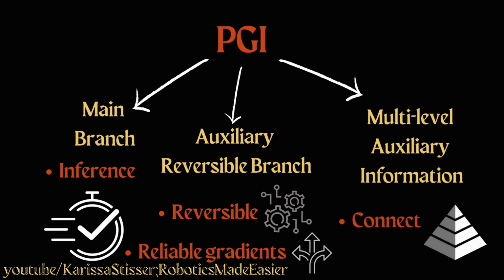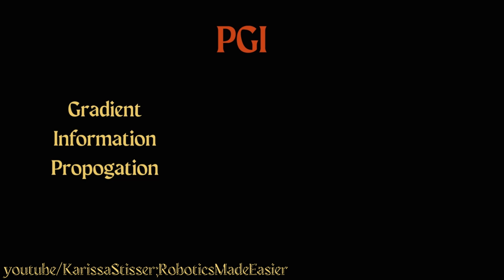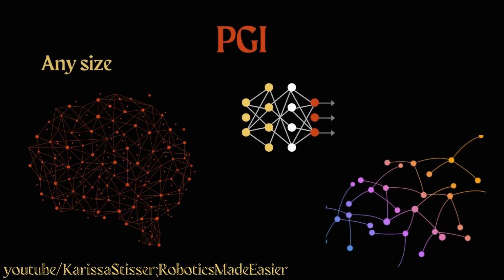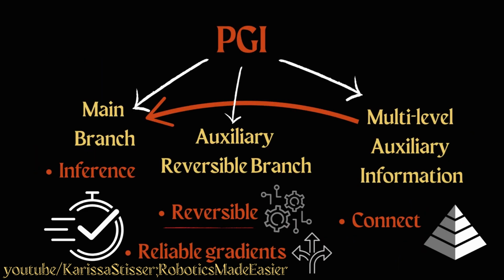Multi-level auxiliary information helps connect the feature pyramid hierarchy layers of auxiliary supervision, and the main branch to combine return gradients from multiple different prediction heads, which can be used to update the parameters. They program the gradient information propagation at different semantic levels, and can avoid semantic loss, helping handle error accumulation. There's no restriction on size or depth of neural network this can be applied to. And the reversible architecture of PGI is built on the auxiliary branch, so there's no additional cost.